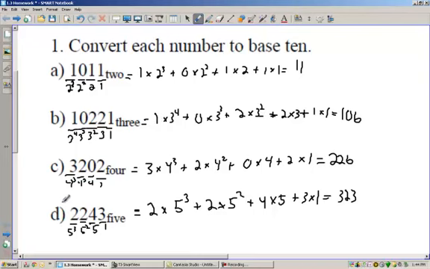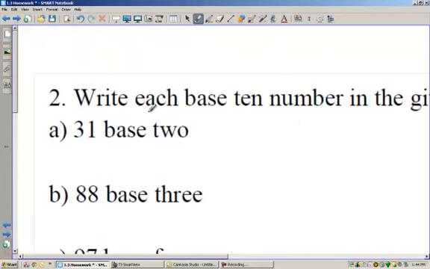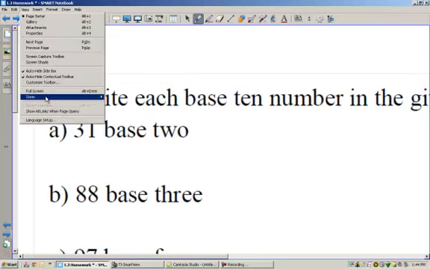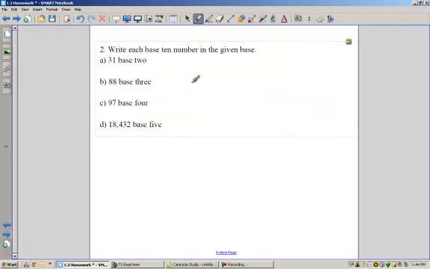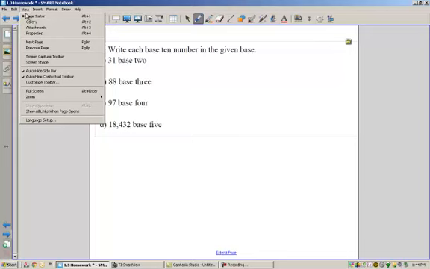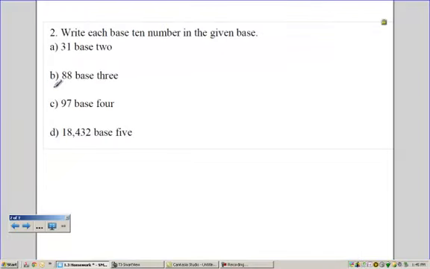The next problem we want to work on is that we would like to write each base 10 number in the given base. Okay, so the way that this works is that we use this idea of cups. So let me zoom in a little bit here and try to explain this. And let's do it down here. It'll be a little bit easier. So I want to do 31 base 2.